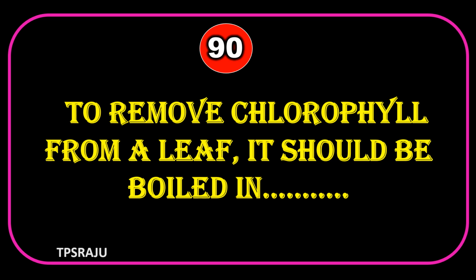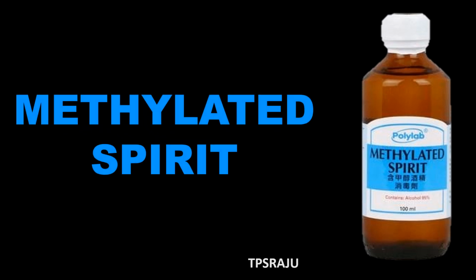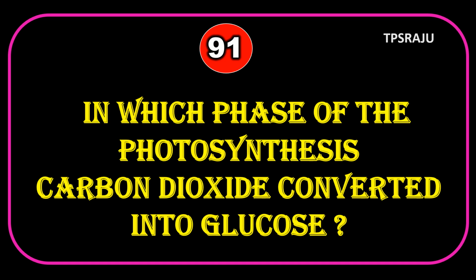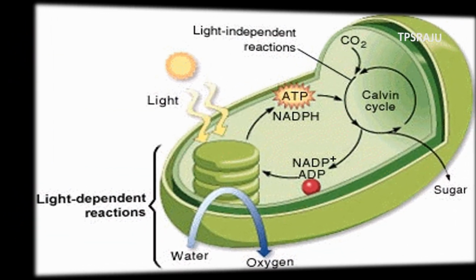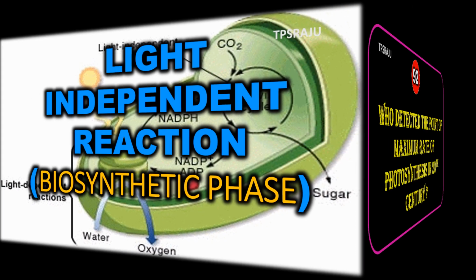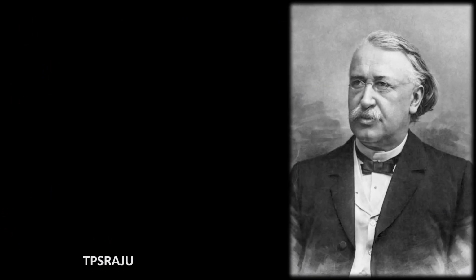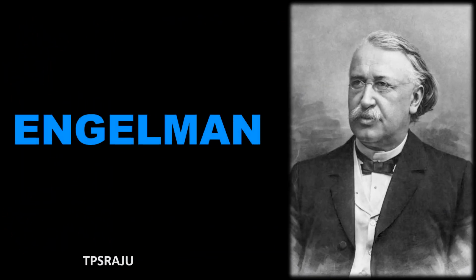To remove chlorophyll from a leaf, it should be boiled in methylated spirit. In which phase of the photosynthesis carbon dioxide is converted into glucose? Biosynthetic phase. Who detected the point of maximum rate of photosynthesis in 20th century? Engelmann.